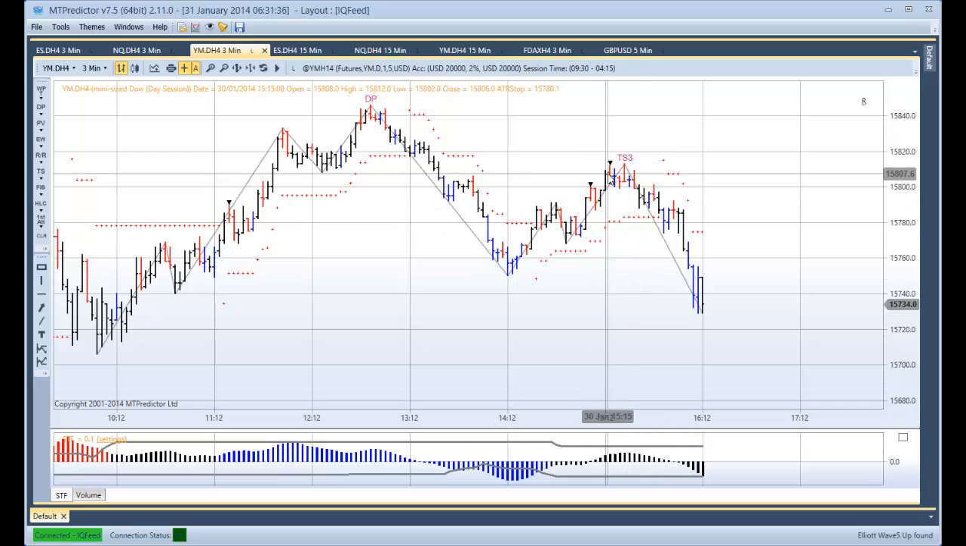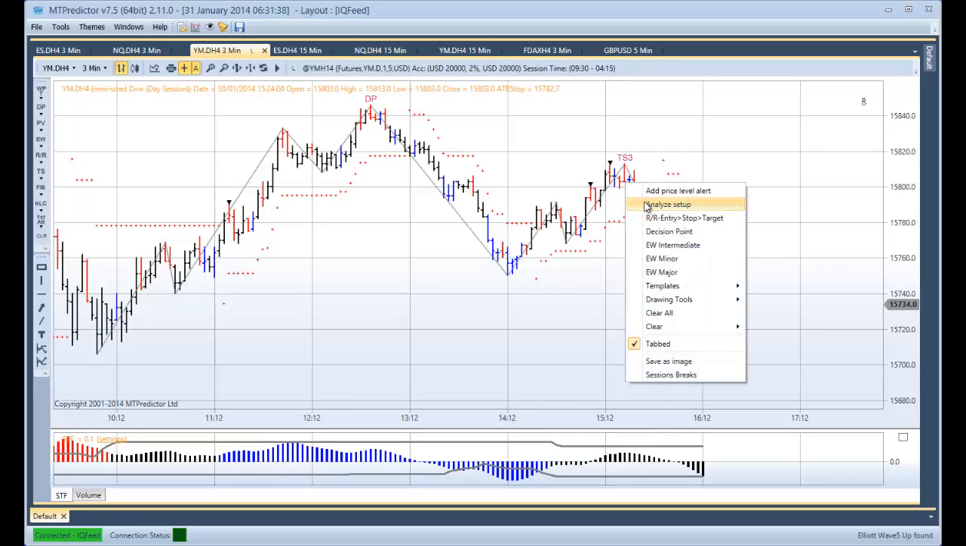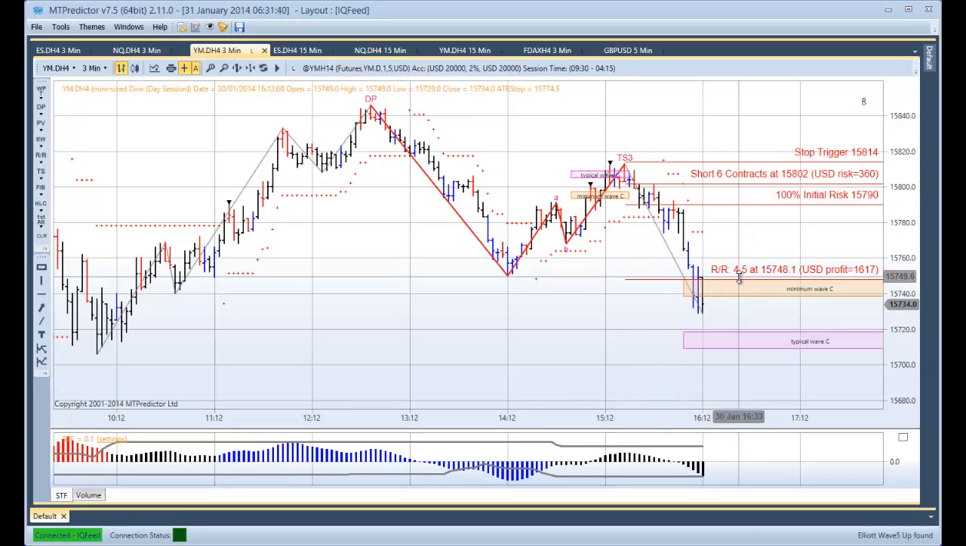The first two would have been minus 1R losses. The third one here would have come down to the first target for a plus 4.5R profit. Remember, we use correct position sizing, which varies the number of lots, contracts or shares to keep our initial risk small and under control, and more importantly keep the profits large.